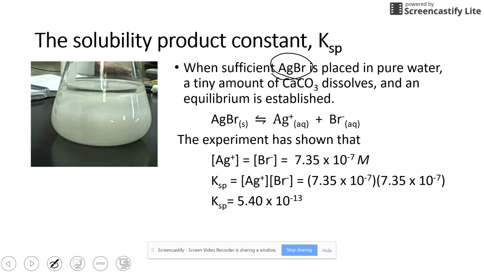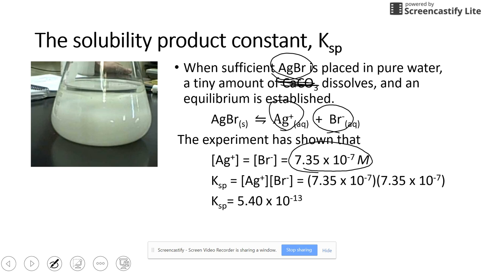For example, if you have something like silver bromide, if you put it in pure water, a tiny amount of silver bromide will dissolve and it produces silver ion and bromide ion. But it's so tiny. From the experiment, the concentration of these two is found to be 7.35 times 10 to the negative 7, which is very, very small. You can't see it by naked eye. That's why we say the silver bromide does not dissolve in water, but in actuality, it does.